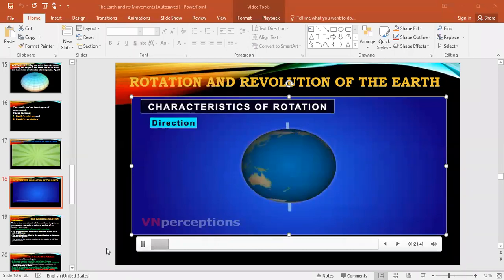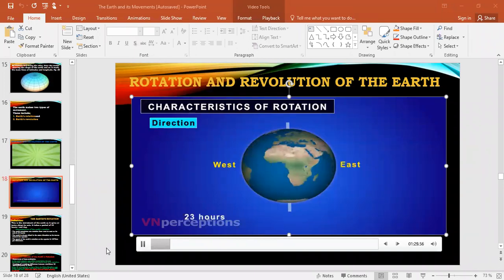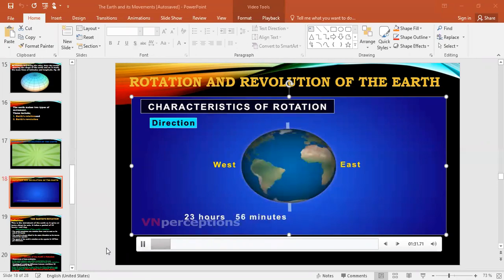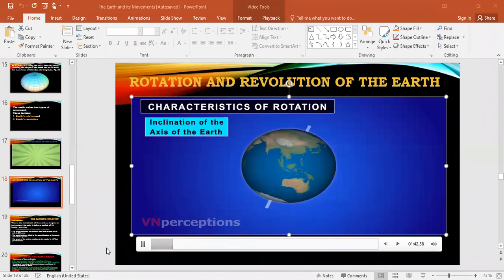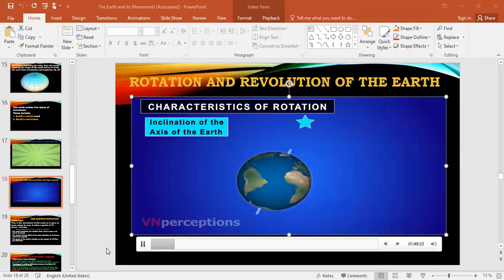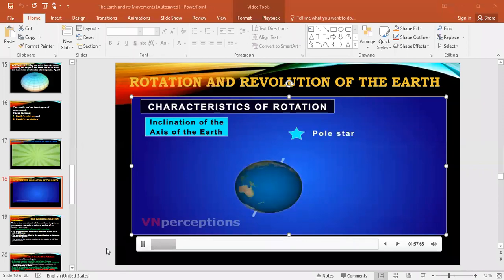Now let us understand the characteristics of rotation. The first one is direction. The Earth completes one rotation from west to east on its axis in 23 hours, 56 minutes and 4.09 seconds, which roughly comes to 24 hours. Then it is the inclination of the axis of the Earth. The Earth is always tilted in the same direction, that is, pointing towards the pole star. Its north pole is pointing towards the pole star as it is moving around the sun.